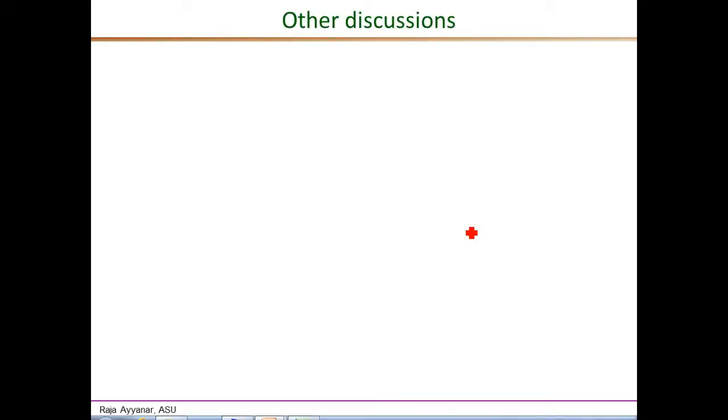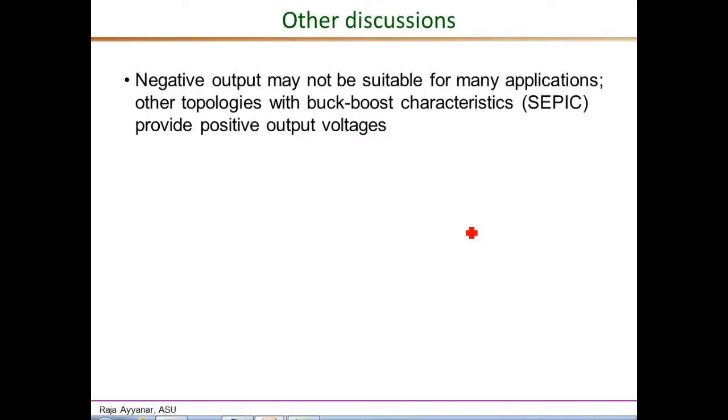Finally, I would also like to discuss a few points worth noting regarding the buck boost converter. The first thing is that this particular topology of buck boost gives a negative output with respect to the input ground, and this may not be suitable for several applications. So for those applications where we still need both the step up and step down capability, there are other buck boost topologies like the SEPIC, which can provide a positive output voltage.